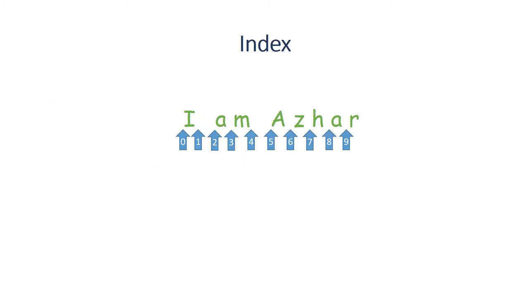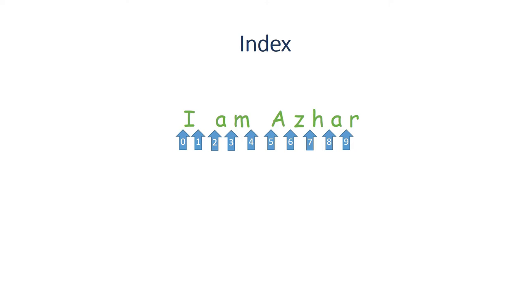Index. Every character in a string has its own index. As you can see here, I is on index 0. It starts from 0 and ends on the length of the string.